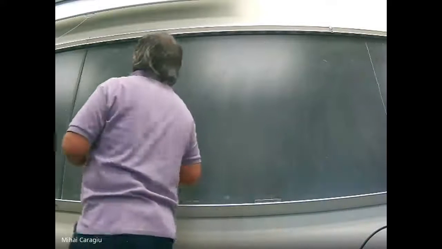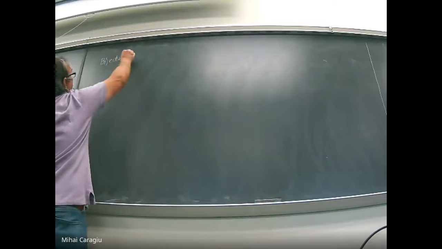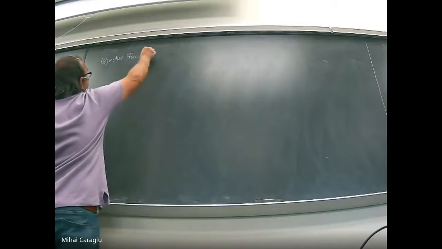Okay, now let's put together one-to-one and onto. Let's discuss bijective functions. So definition: bijective means one-to-one and onto.